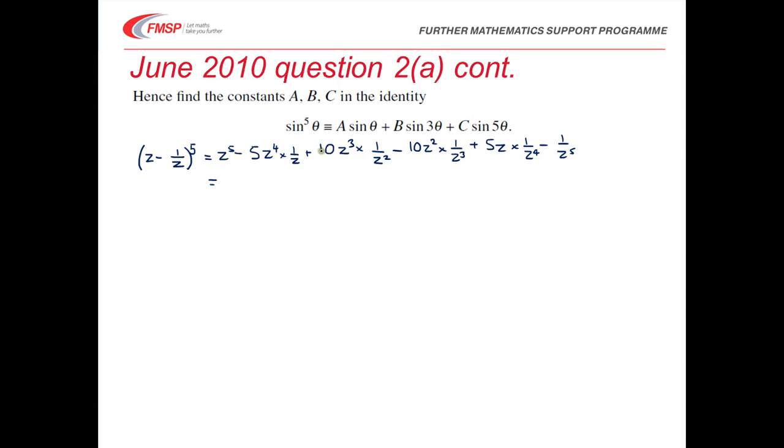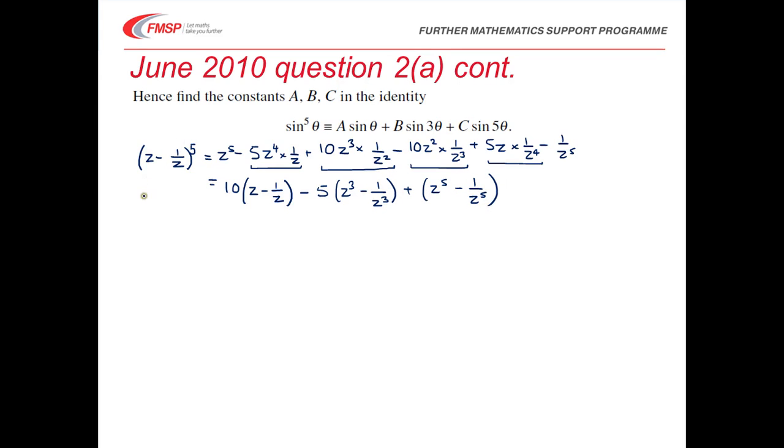Collecting bits together, that's 10z, and this is 10 times 1 over z, so I've got 10 (z minus 1 over z), and then this is 5z cubed, and that is 5 times 1 over z cubed, so that's minus 5 (z cubed minus 1 over z cubed), and then z to the 5 minus 1 over z to the 5.